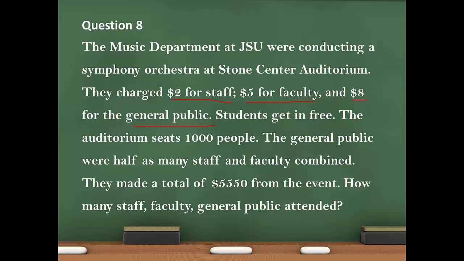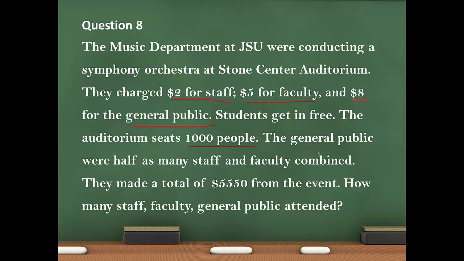So here they're asking us how many attended. So let the number of staff be X, let the number of faculty be Y, and let the number of general public be Z. We are talking about two things here also. What are they? Cost and number. Okay, for the cost, this is the cost. And then for the number, we have two things. Auditorium seats 1,000 people. So X plus Y plus Z will give us 1,000.